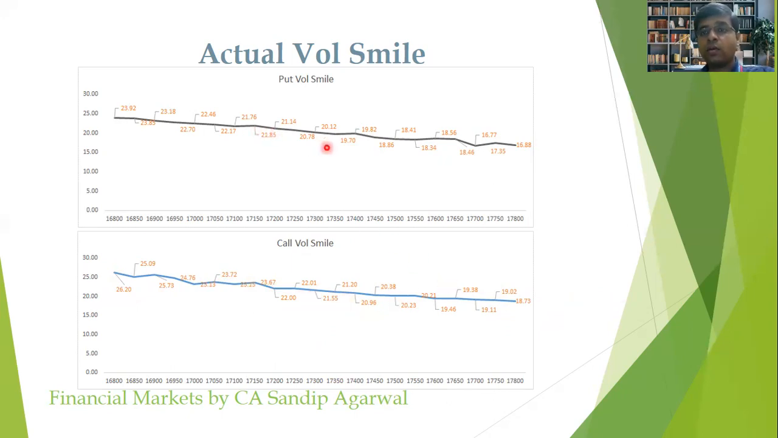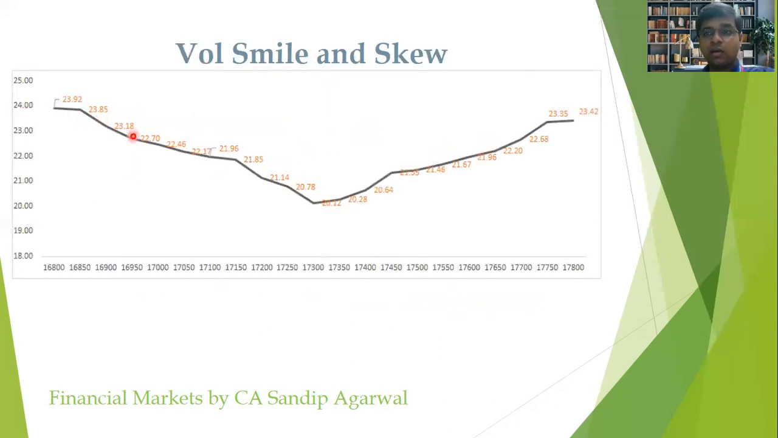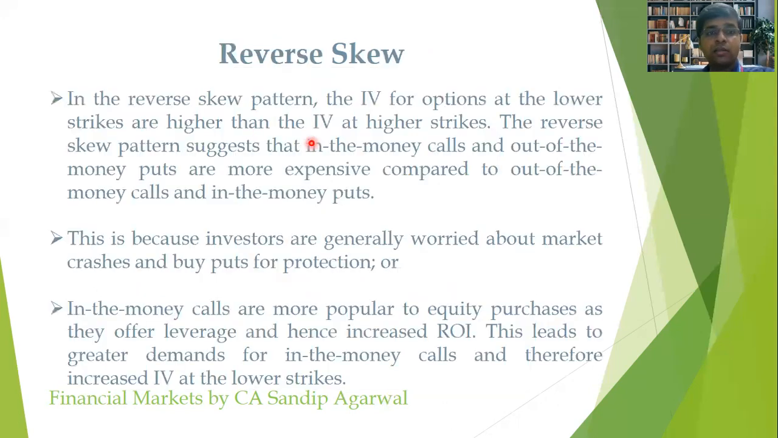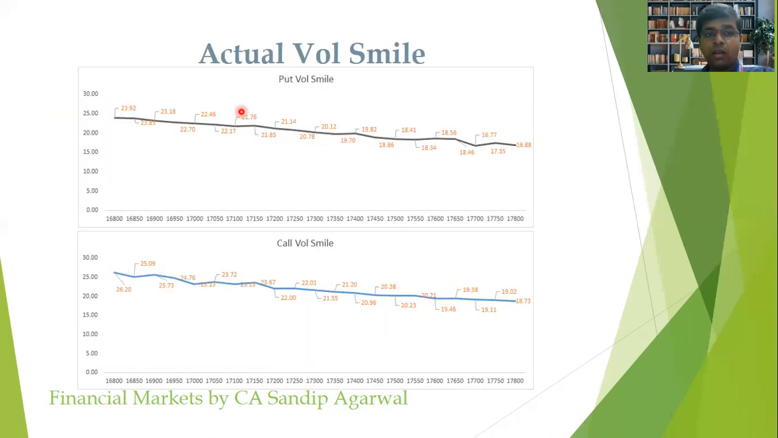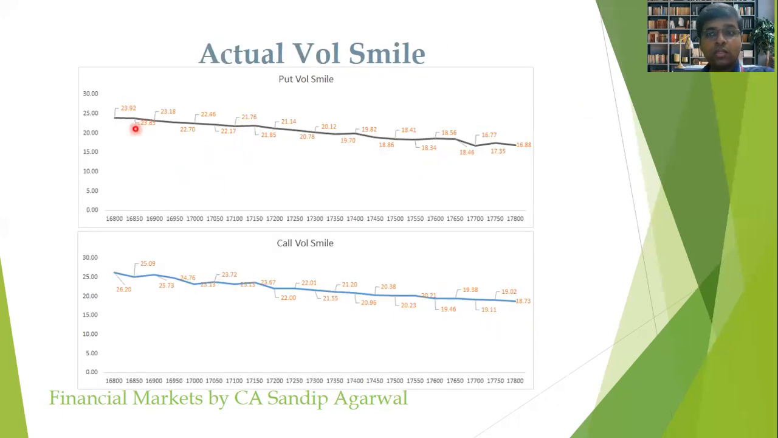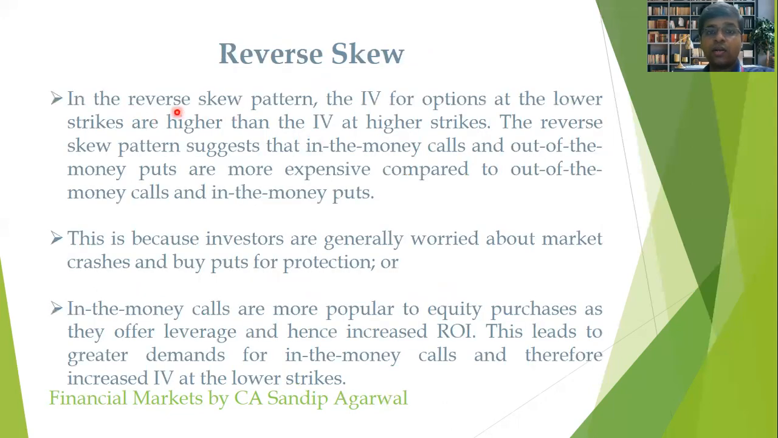Now, what does this smile look like? So this is basically called a volatility smile. Now, this is also an IV pattern, but this is basically called a reverse skew pattern. Now, this is an ideal volatility smile. This is called a smile, and this is called a skew. This has the skew component in it, but the smile is missing, and this is called a reverse skew pattern.